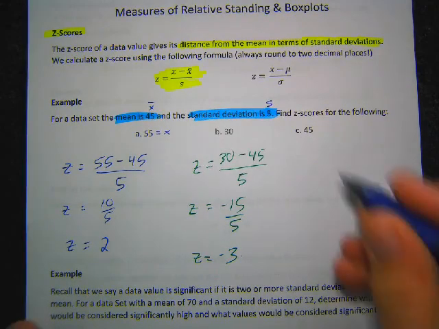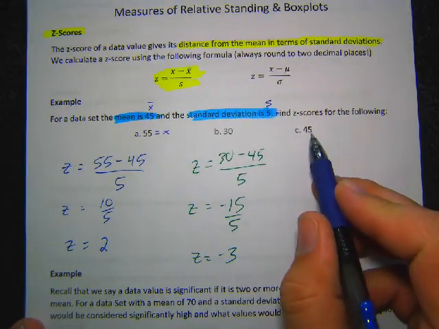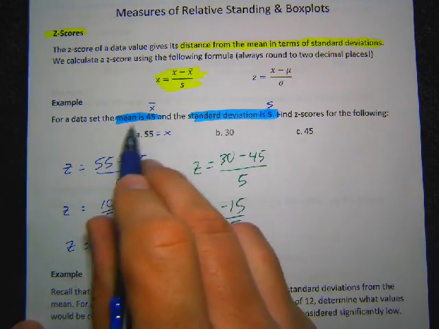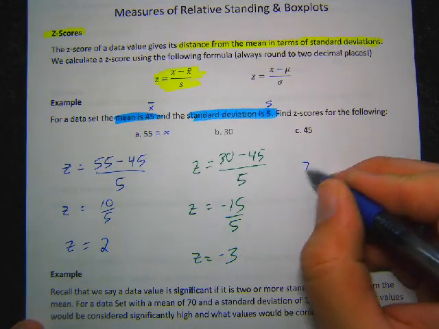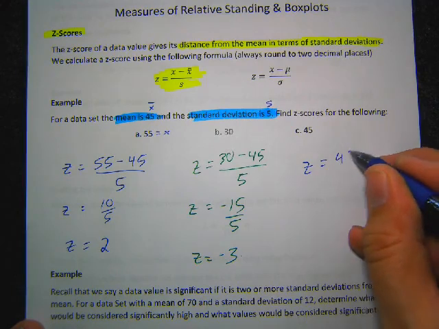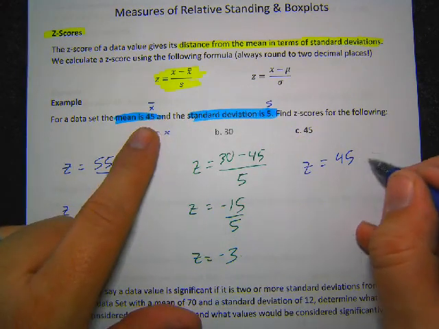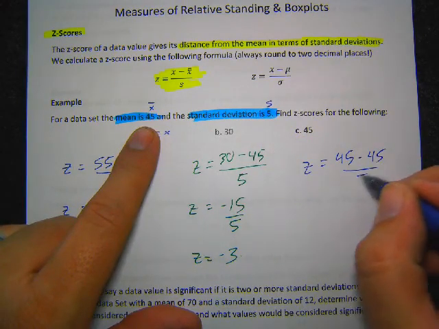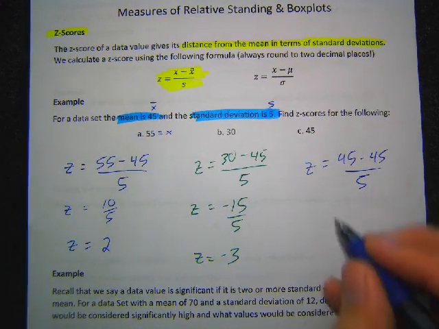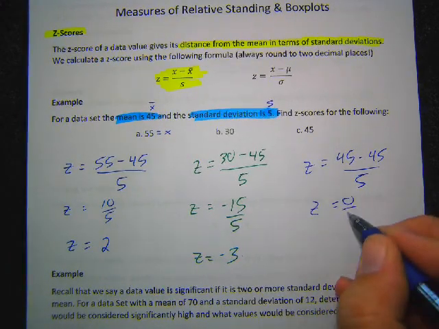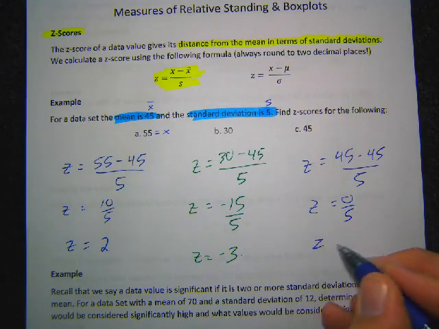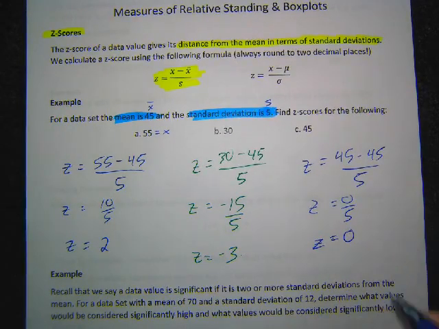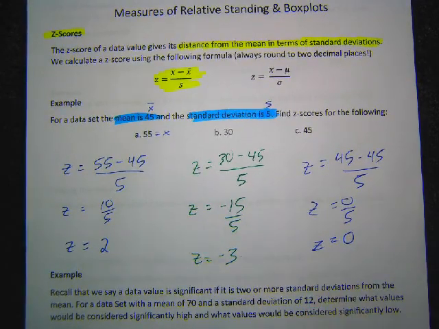Let's do the last one here. This one's 45, which looks familiar, right? Because 45 is the mean, isn't it? So you notice when we do 45, we'll take the 45 for our value, subtract the mean, which is 45, and divide by the standard deviation 5. Well, when you subtract those 45s, you just get 0, and 0 divided by anything is still 0.